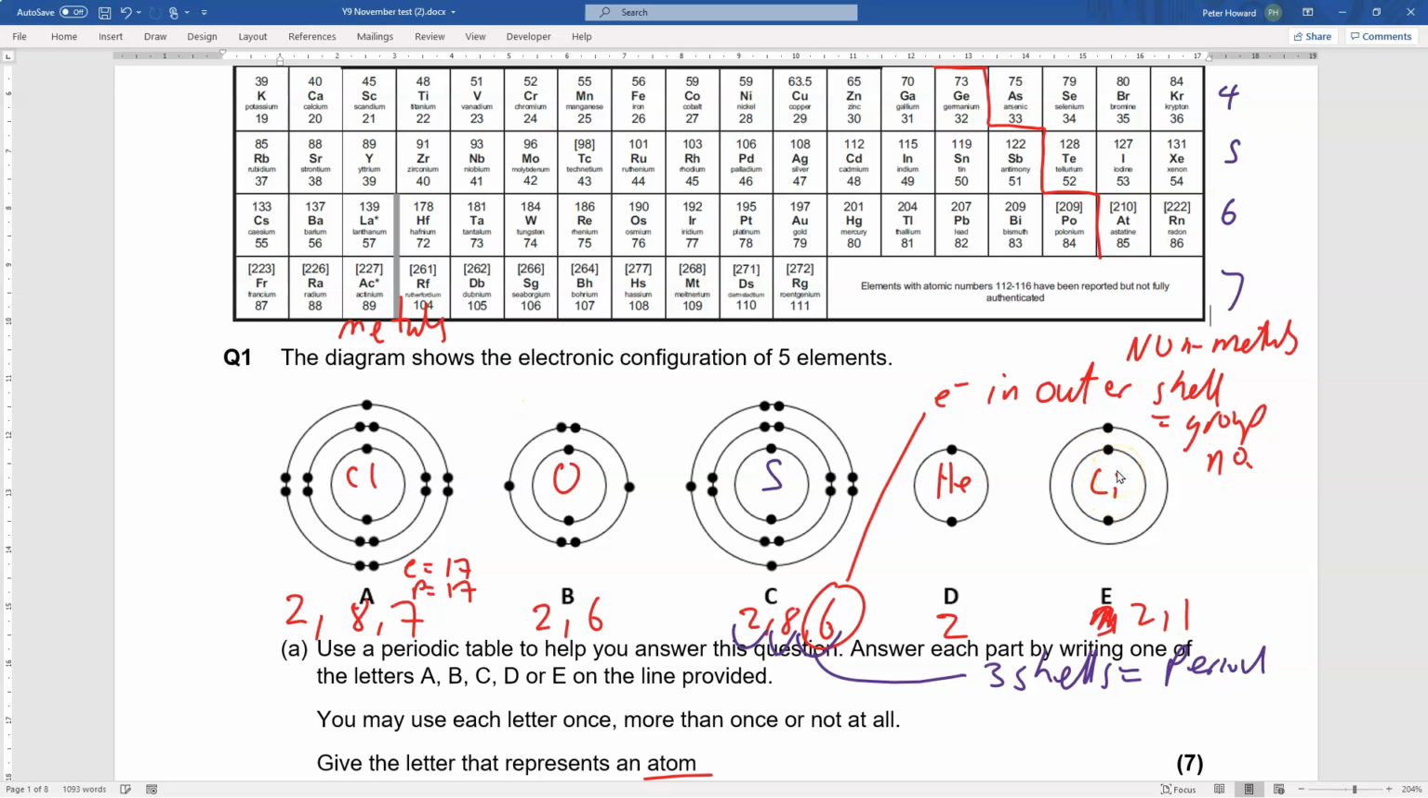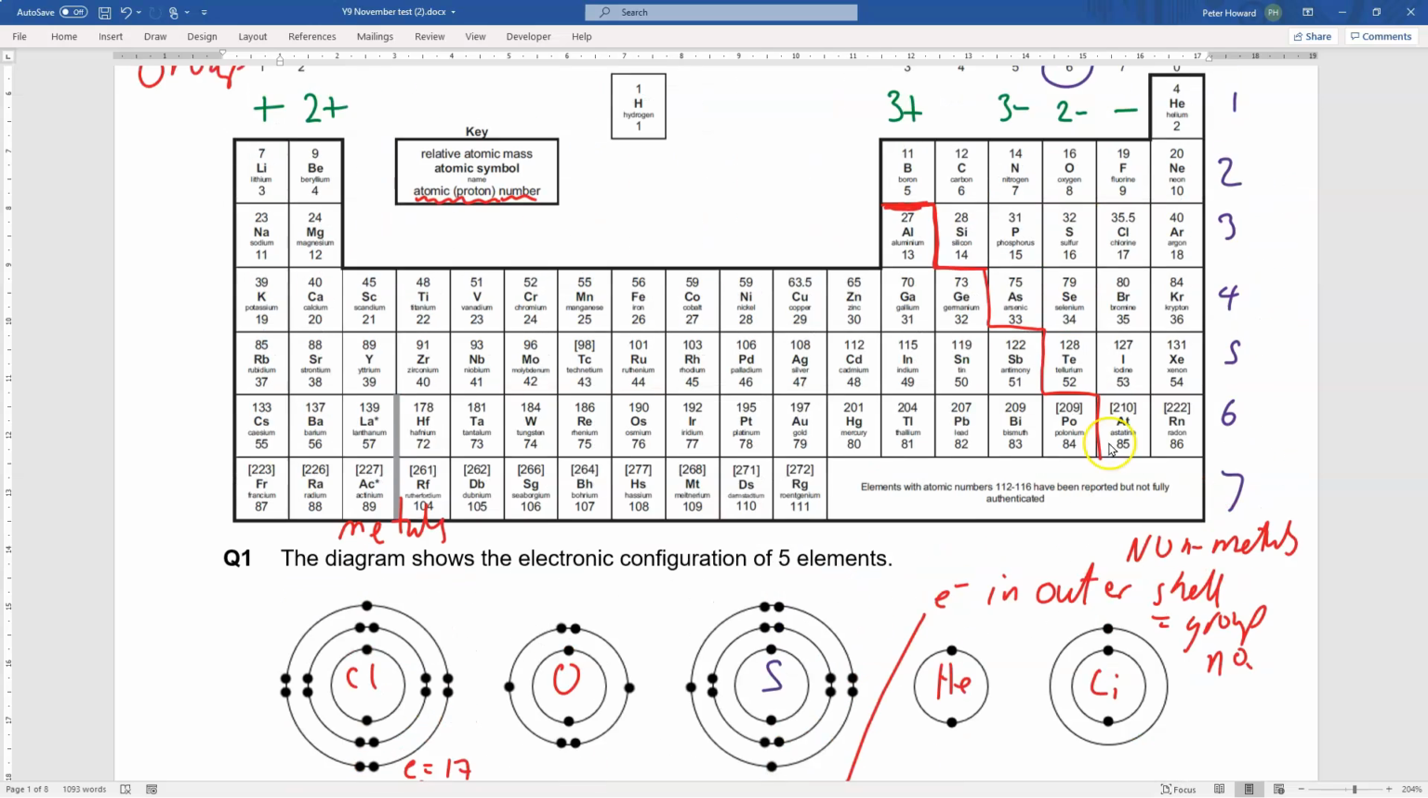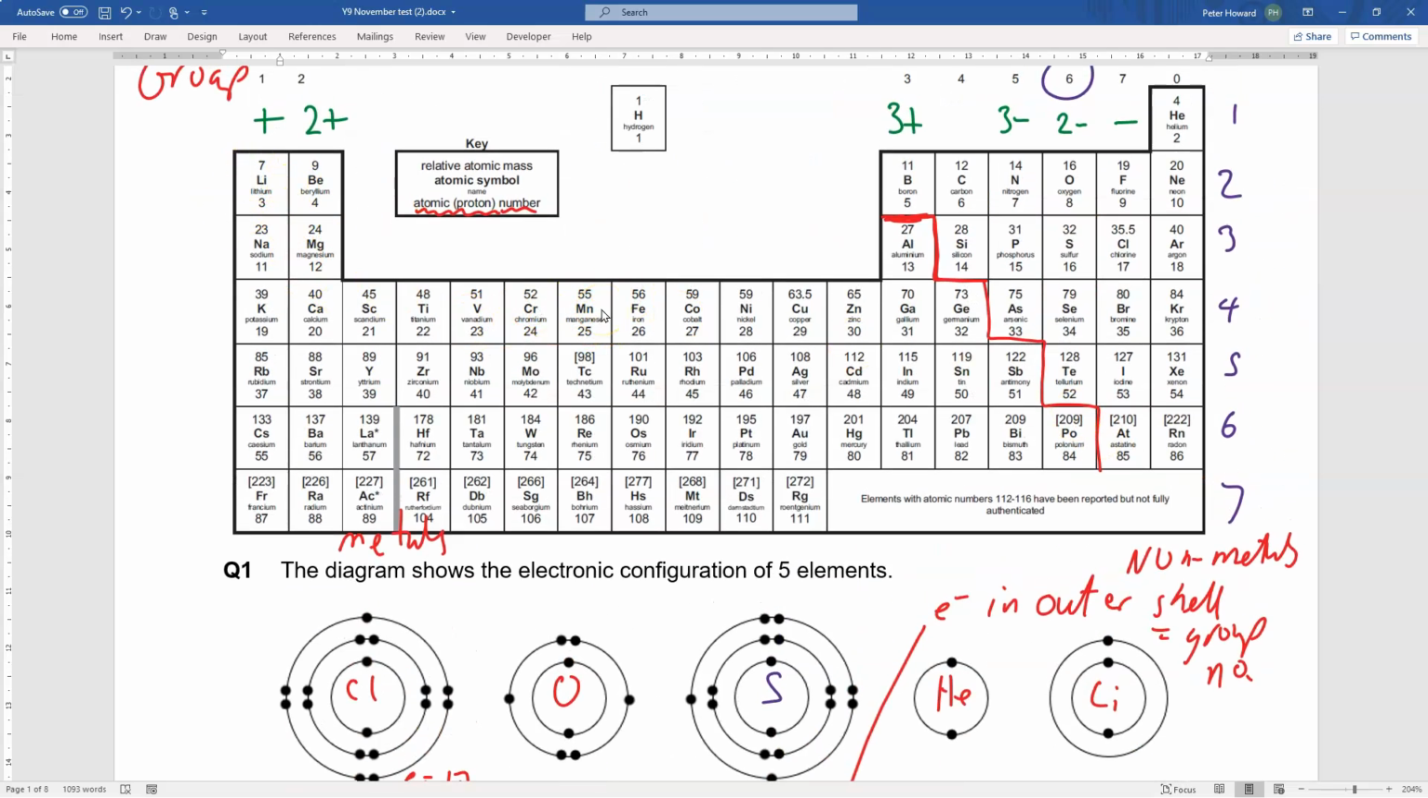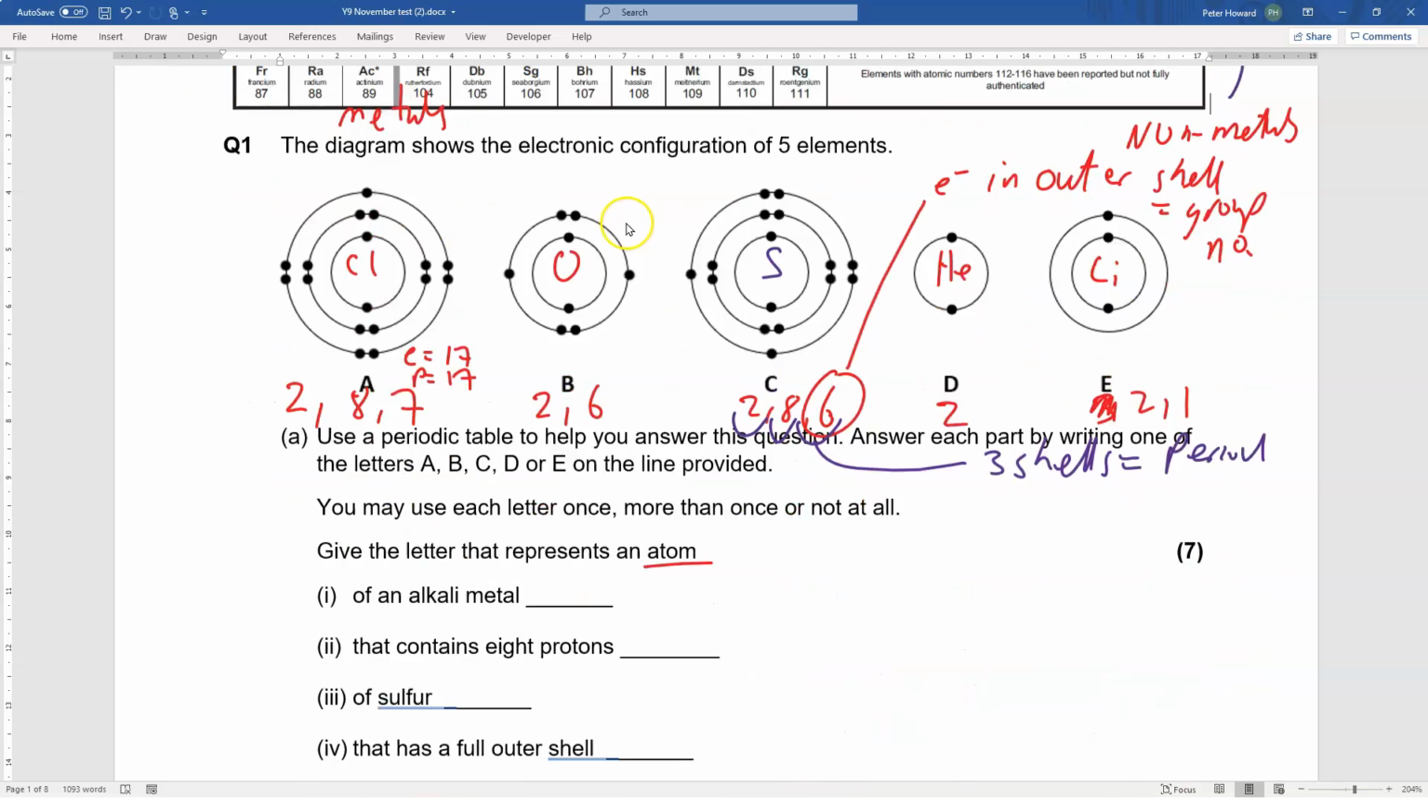So now we can work out what the questions ask us. An alkali metal: if we look at the elements which have been given, we've got chlorine, oxygen, sulfur, helium, and lithium. The only one which is a metal is lithium, so that is E. Contains 8 protons: this has got 8 electrons, and as it's an atom, it'll have the same number of protons, so that's going to be B. Sulfur, I've identified it, so sulfur is going to be C.